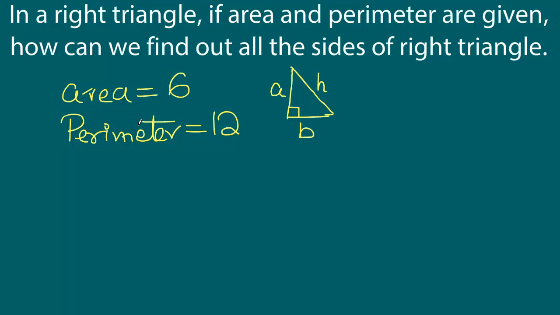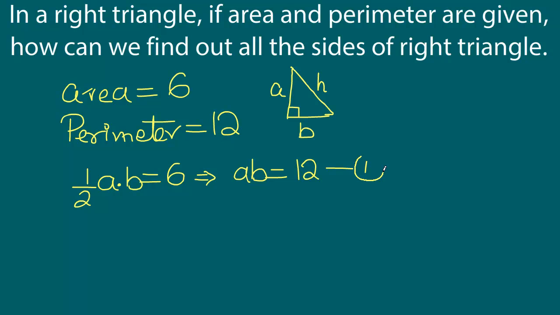So area is 6. What is the area of a right triangle? Area is half AB, right? That is half altitude times base. And this area is given as 6. So from here we can say that then AB is equal to 12. We multiply both sides of the equation by 2. So we get AB equals 12. This is our first equation.